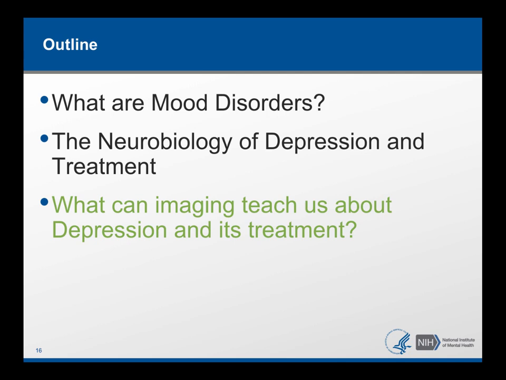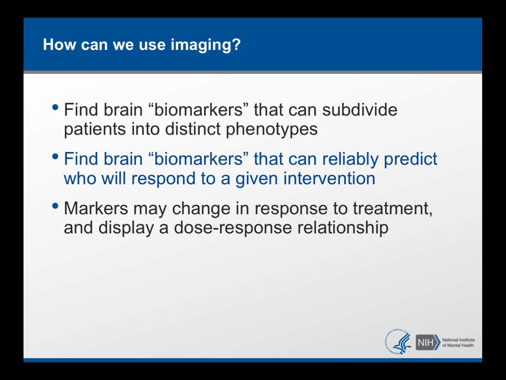Okay, so what can imaging teach us about depression and its treatment? How can we use imaging? We can find biomarkers that subdivide patients into distinct phenotypes. We can find biomarkers that can predict who will respond to a given intervention. And our hope would be that these markers would change in response to treatment and may display a dose-response relationship such that people who respond more will have the largest change in their biomarker.